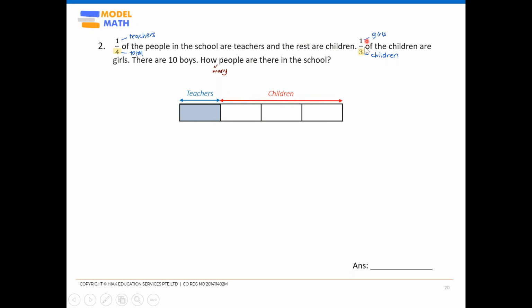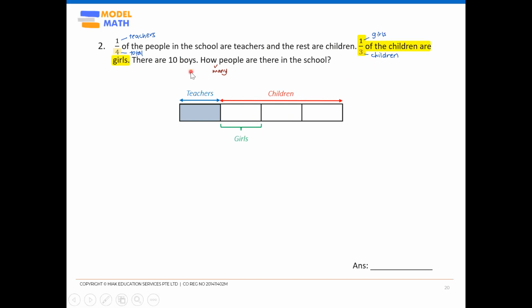Now moving on to 1/3 of the children are girls. Just now we discussed that the 3 units represent children, and just nice on my model, I see 3 units tallies with the 3 units children here. So it falls perfectly in, and I don't have to do anything else. Out of the children 3 units, I just label one of the units for girls. 1 unit will be for the girls.